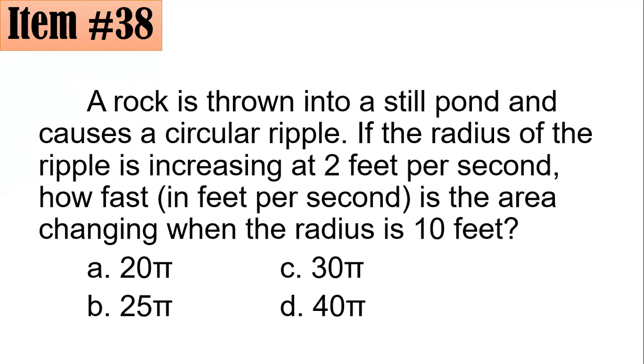38. A rock is thrown into a still pond and causes a circular ripple. If the radius of the ripple is increasing at 2 feet per second, how fast in feet per second is the area changing when the radius is 10 feet? Is it 25, 25 pi, 30 pi, or 40 pi? What do you think? Here, if we are talking about how fast, we are talking about rates. So this is a related rates problem, and in related rates problems, we need to get the derivatives.